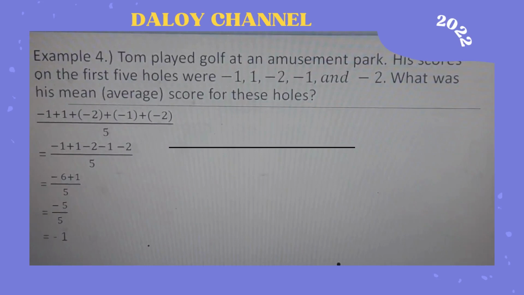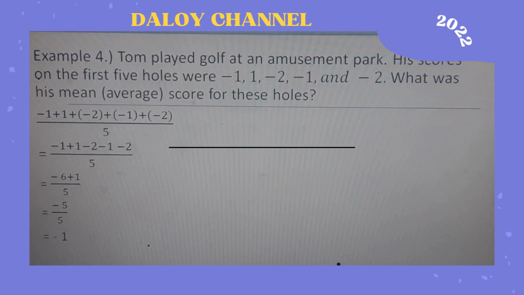Tom played golf at an amusement park. His scores on the first 5 holes were negative 1, 1, negative 2, negative 1, and negative 2 in that order. Now, our task here is to find the mean average score of these holes.